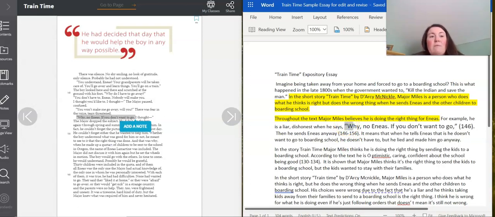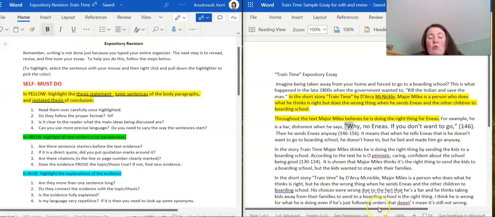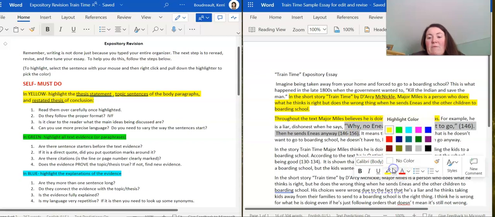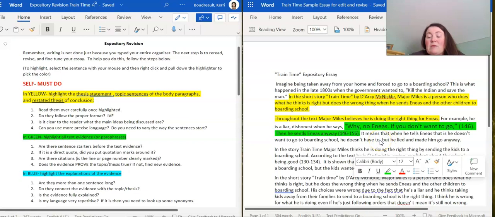And then this is going to become the color green, because that's the color I'm going to make my evidence to prove that I have at least one, if not two would make it stronger, pieces of evidence for each quote. It means that when he tells Aeneas that he doesn't want to go to boarding school, he doesn't have to, but he lied and made him go anyway. Did that sound right to you? It means that when he tells Aeneas that he doesn't. So I think we're going to say that he doesn't.